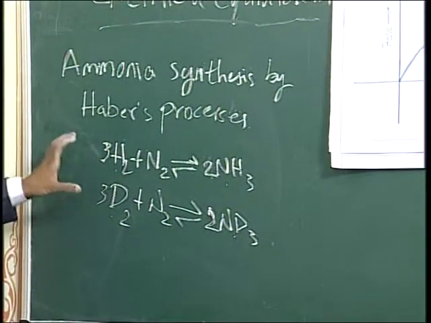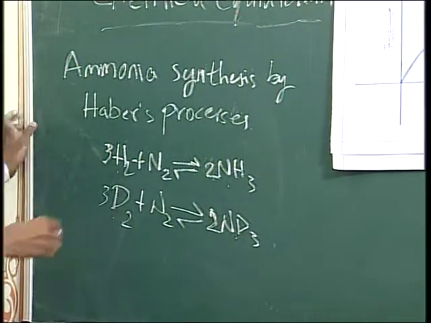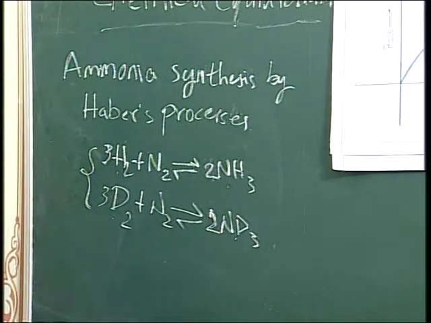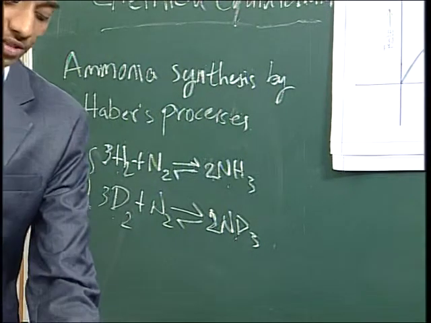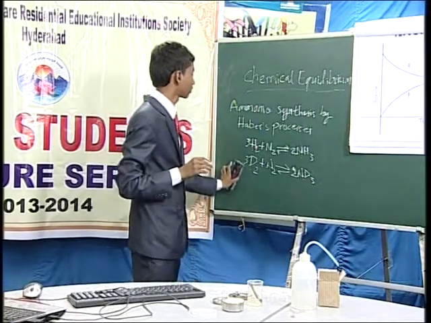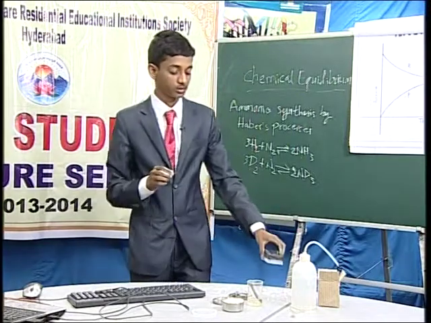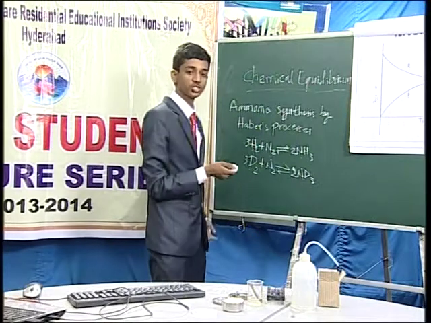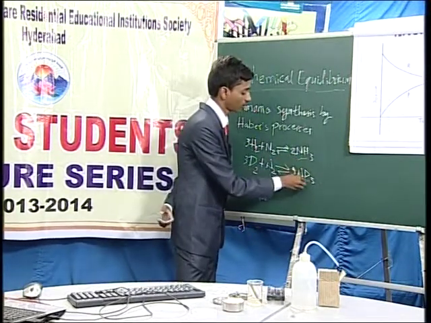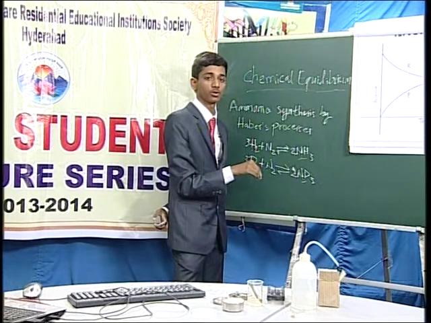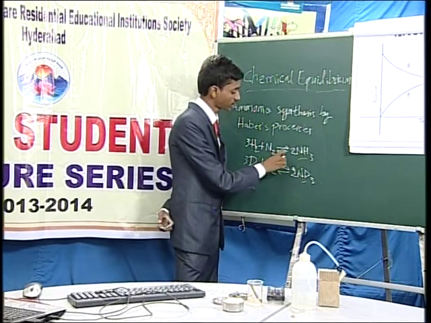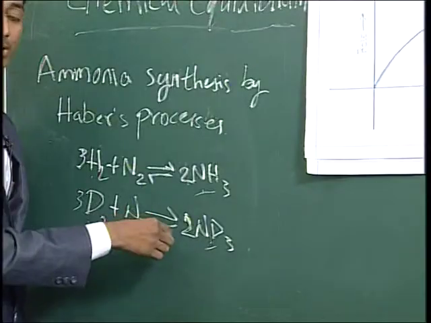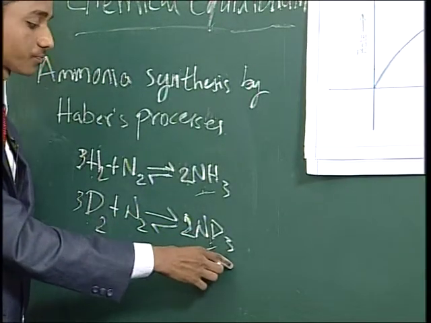When these two reactions are at equilibrium, we will combine these two reactions, and they are placed for a while. After some time, we will observe these two reactions. What we will observe? The amount of ammonia is just the same as before, which means when only a single reaction happens, whatever the amount of ammonia present, after combining these two reactions also, the amount of ammonia is the same.